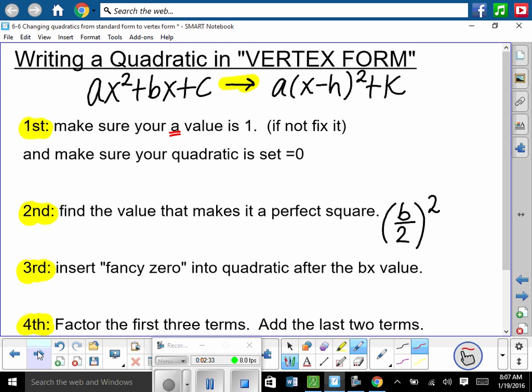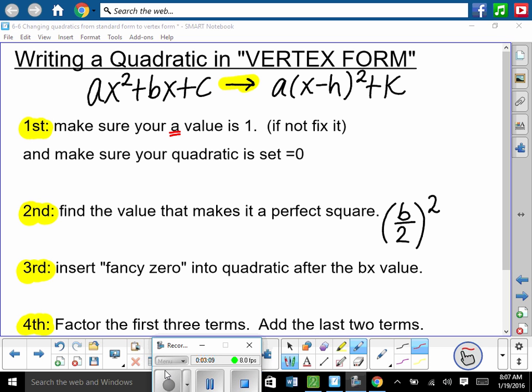Alright, here are the steps. Take a picture of it. We probably don't have time for you to write it down, but you'll want to follow these steps. Standard form to vertex form. So our first step is to make sure your a value is 1. If not, we're going to fix it by factoring it out. So today we're actually going to have all a values of 1. Then you have to also make sure, this is the most important thing, make sure your quadratic is set equal to 0. Just like if it's in standard form and we want to solve, we have to make sure it's set equal to 0 in standard form. We need to make sure it's set equal in standard form before we switch it to vertex form.